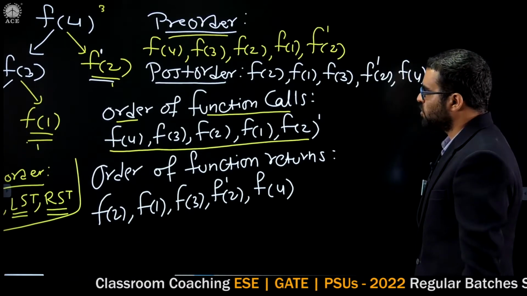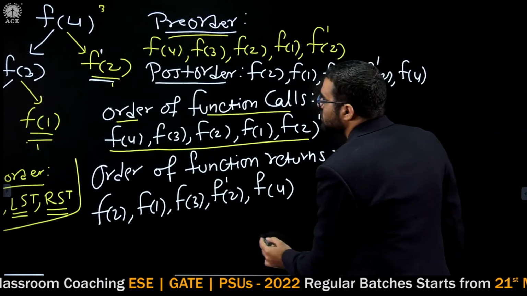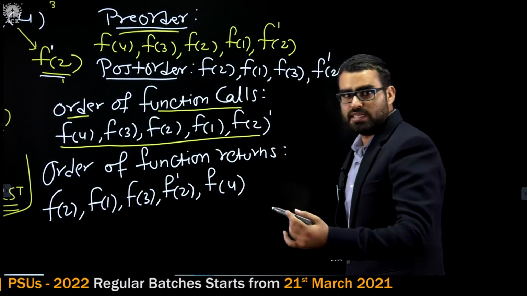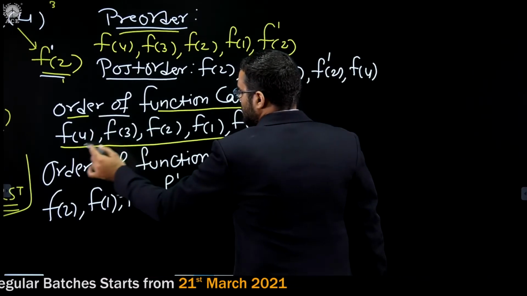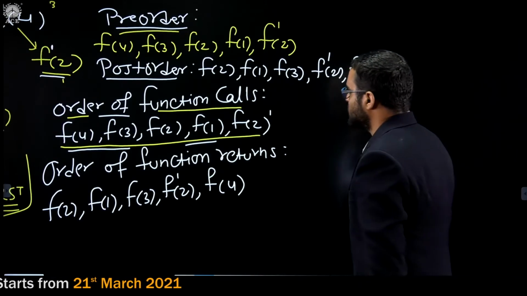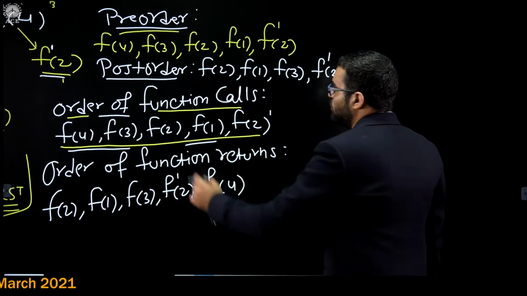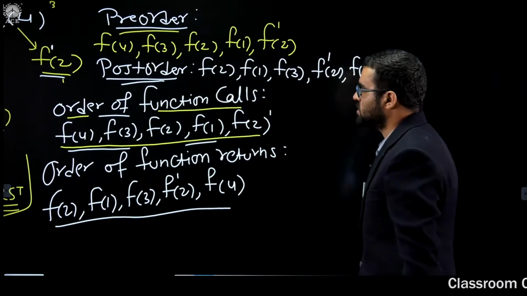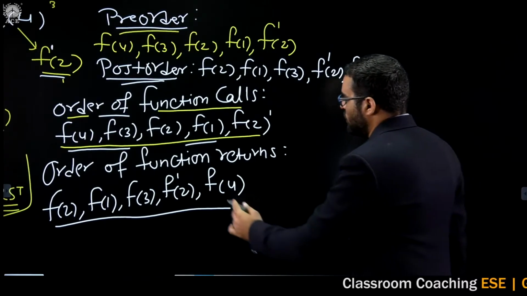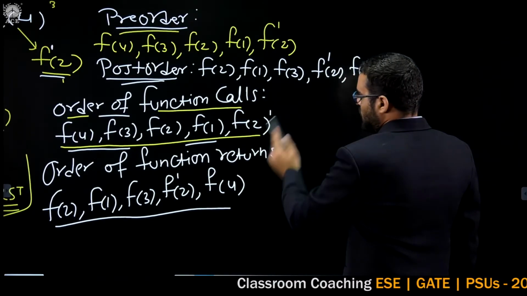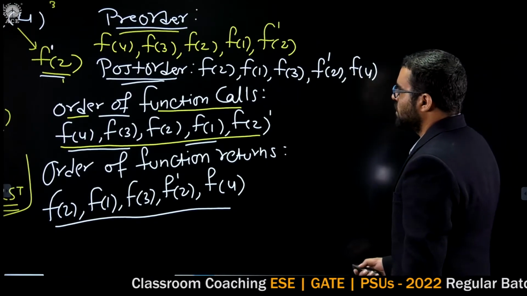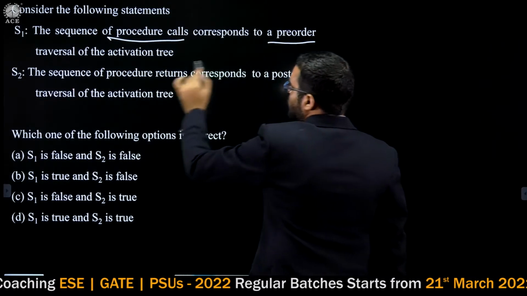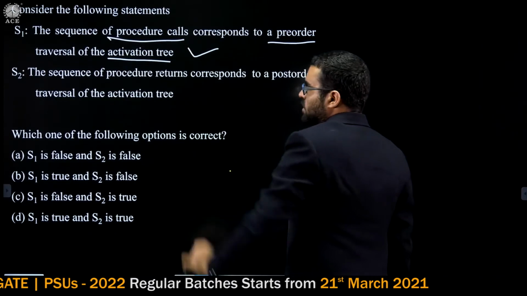Now you can notice here that the pre-order traversal is basically the same as the order of function calls, okay. And the post order traversal is the same as the order of function returns. You can see F2, exactly the same. So we can say that the sequence of procedure calls corresponds to the pre-order traversal of the activation tree, this is correct, okay.